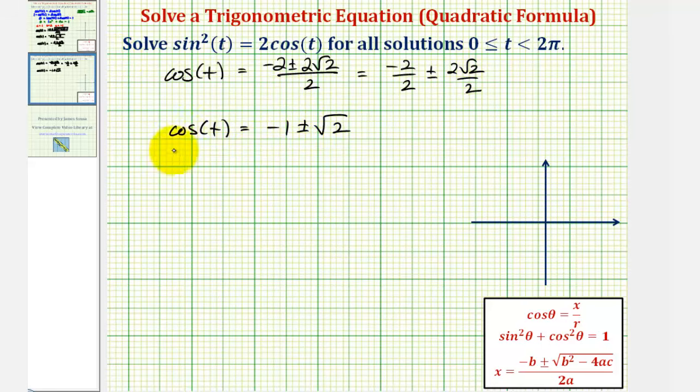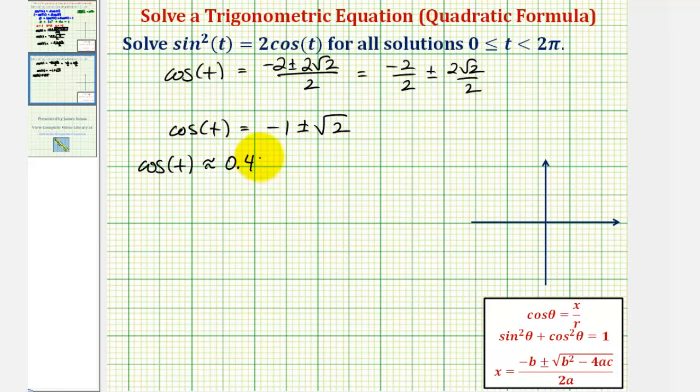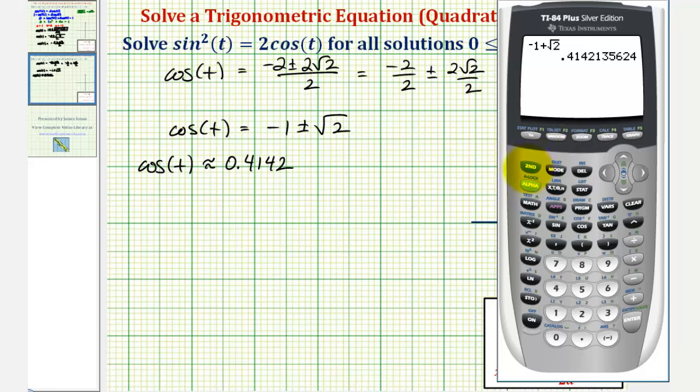Now we're trying to solve this for t, not cosine t, and having a cosine function value of negative 1 plus or minus square root 2 does not result in a nice reference angle. We'll have to get a decimal approximation for these two cosine function values. So negative 1 plus square root 2 is approximately 0.4142. Let's go ahead and write that down. And then for the second value, we would have negative 1 minus square root 2.